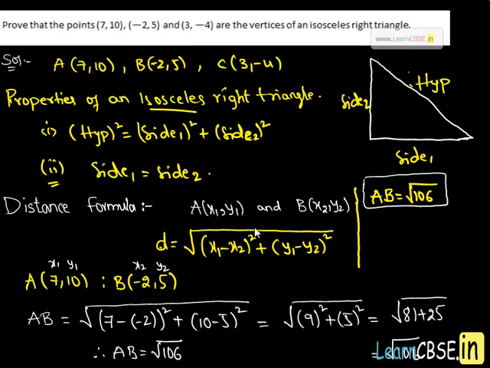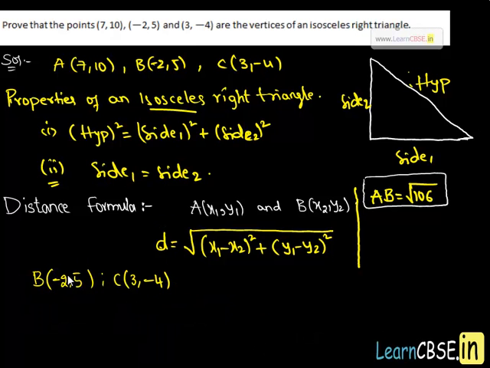Similarly, let us find the length of side BC. In this case, we have x1 is -2 and y1 is 5, and x2 is 3 and y2 is -4. Let's apply the distance formula. Therefore, BC is equal to the square root of the square of the difference between x coordinates, here -2 minus 3 whole square. Similarly, the difference between y coordinates, 5 minus (-4).